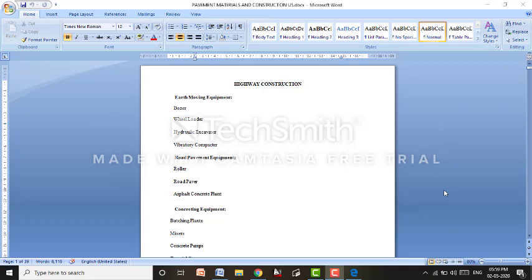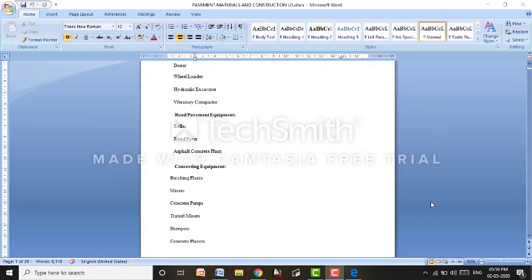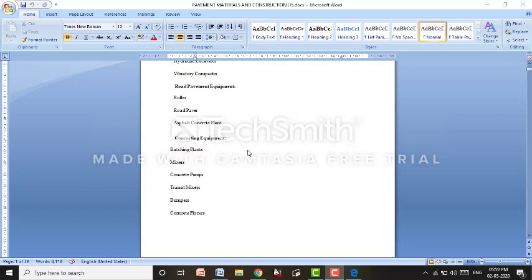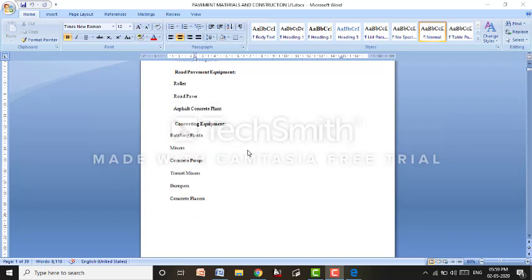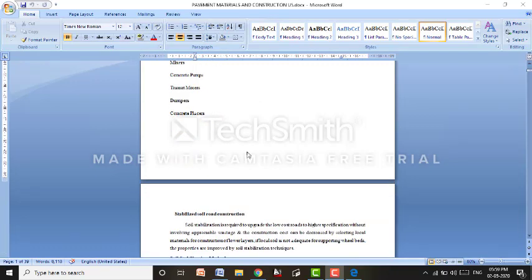The dozers, wheel loaders, hydraulic excavators and vibrator compactors are involved. And for road pavement equipments, rollers, road pavers, asphalt, concrete plants, and concreting. Even in the road paving equipment there are different compactors involved too. Concreting equipment, batching plant, mixers, concrete pumps, transit mixers, dumpers, concrete placers are used.